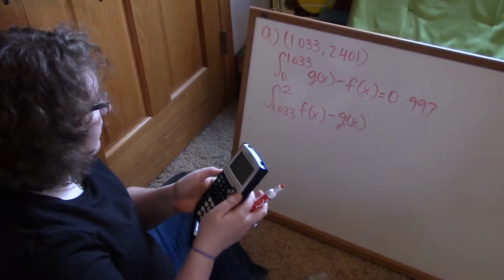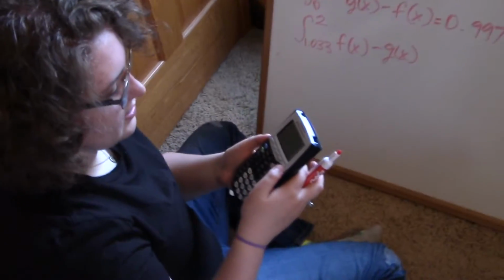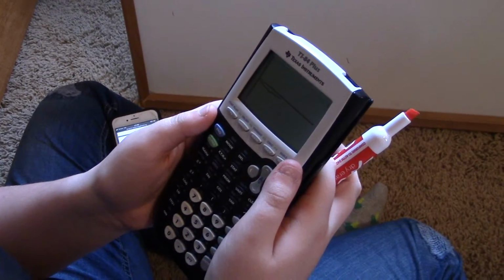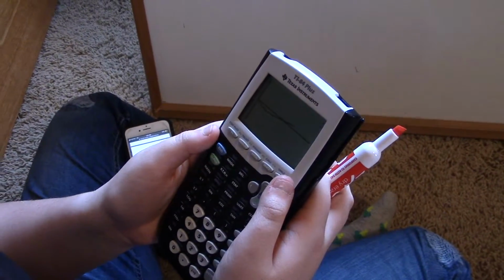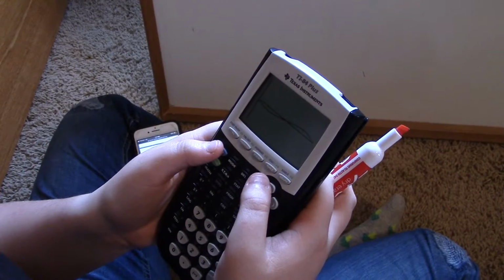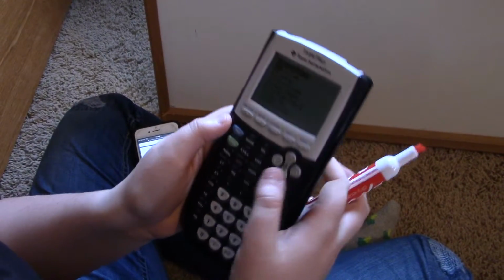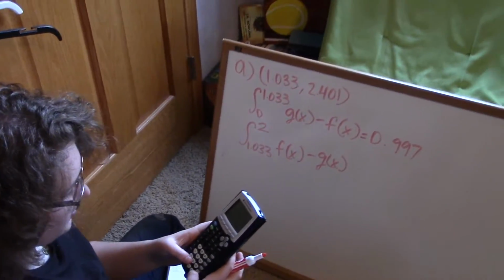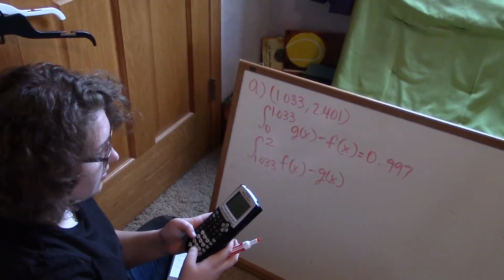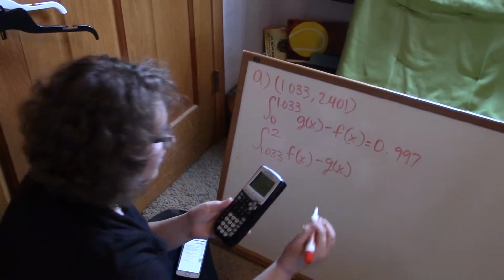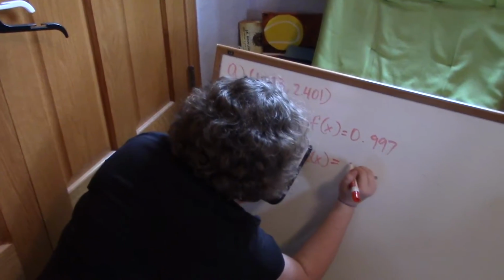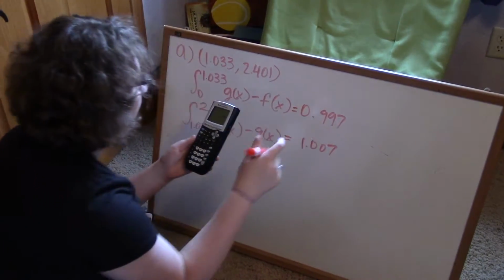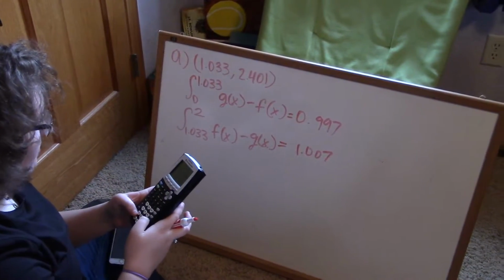Now in my graphing calculator, I have the graph of f of x minus the graph of g of x, and I'm going to calculate the area again. And I'm going to go from the intersection point to 2. Now I'm going to add these two values together in order to get my answer.